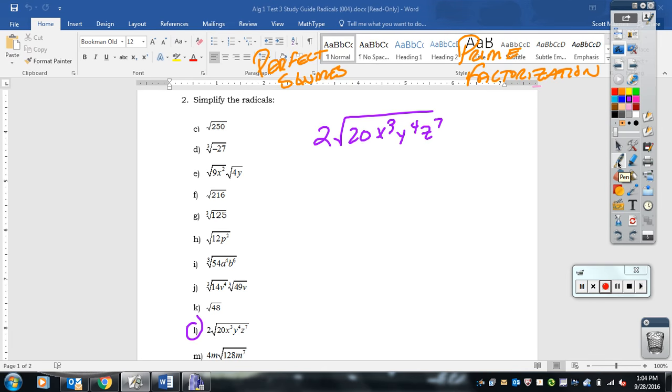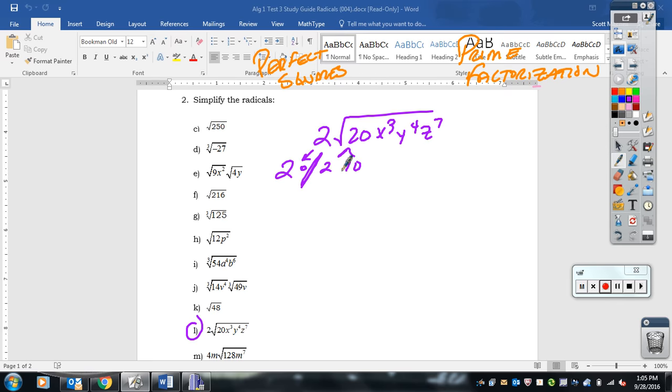This one has a 2 on the outside. A lot of students forget to multiply by 2 at the end. They forget to multiply by 2, and they lose points because they forget to do that. Let's do the prime factorization way, not that it really matters. 2 times this, what's the square root of 20? So I'm going to block this off because I'm going to do it later. I just want to remember to multiply by 2.